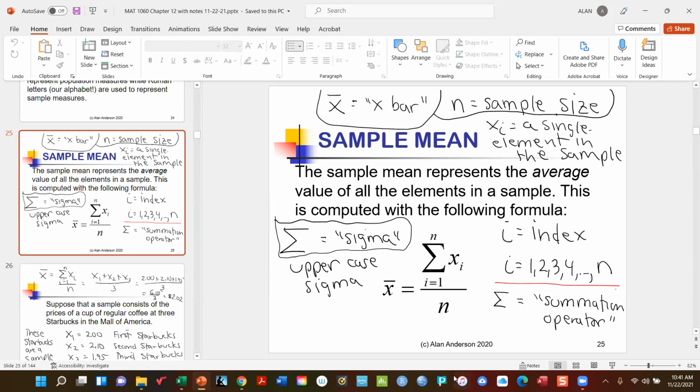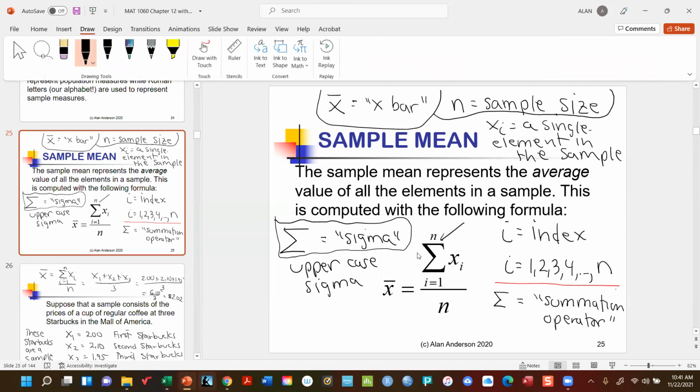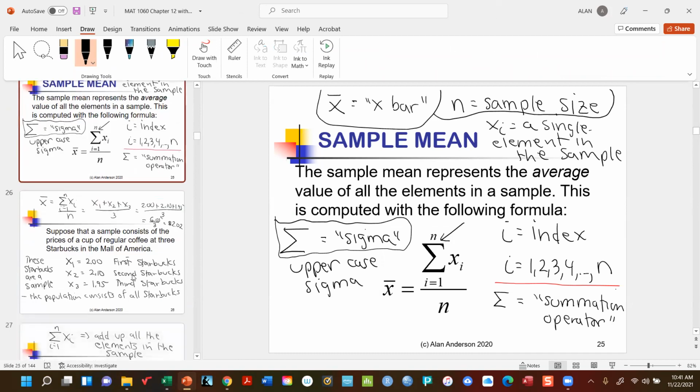Now, oh, and this fancy letter here, which is actually a Greek letter. I think I mentioned that. Right here. This is the so-called summation operator. It is used very heavily in statistics to tell us that we're supposed to add something up. And we did look at several examples of this.